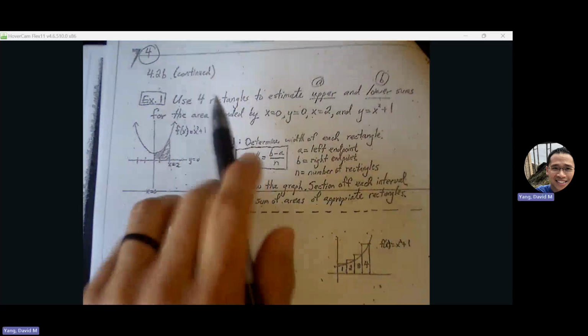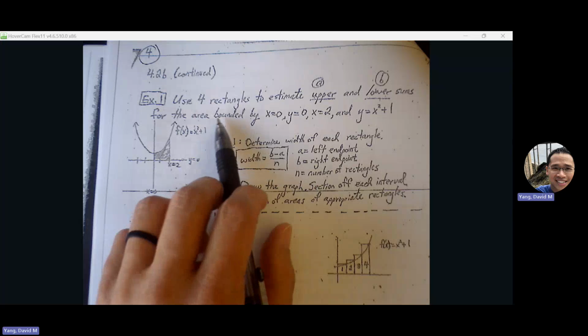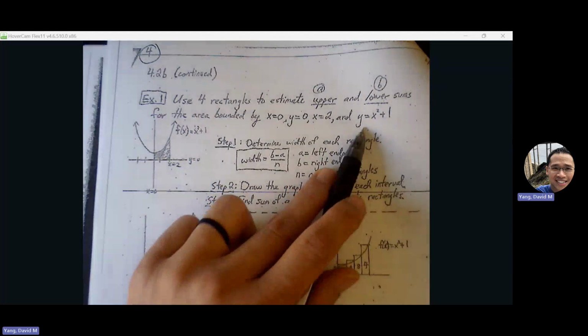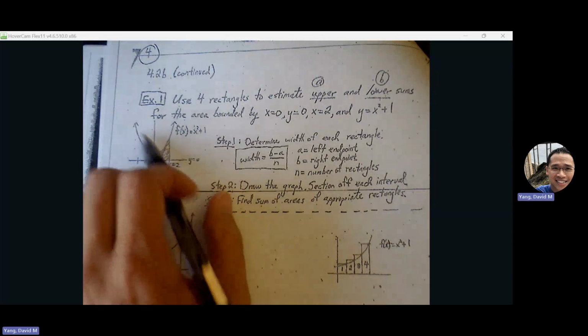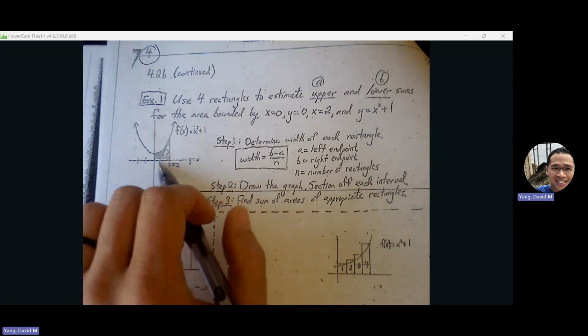Okay, next page. Use 4 rectangles to estimate the upper and lower sums for the area bounded by x equals 0, y equals 0, x equals 2, and y equals x squared plus 1. So y equals x squared plus 1 is a parabola that you see here, and we're only talking about this shaded region in the first quadrant.